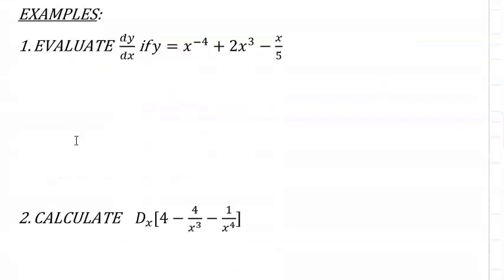Let's look at the first example. Okay, so here we're going to be looking at: evaluate dy dx if y equals x to the minus 4 plus 2x cubed minus x over 5. So the first thing that we have to look at, x to the minus 4 plus 2x cubed minus x over 5, is whether every term is basically written as kx to the n.